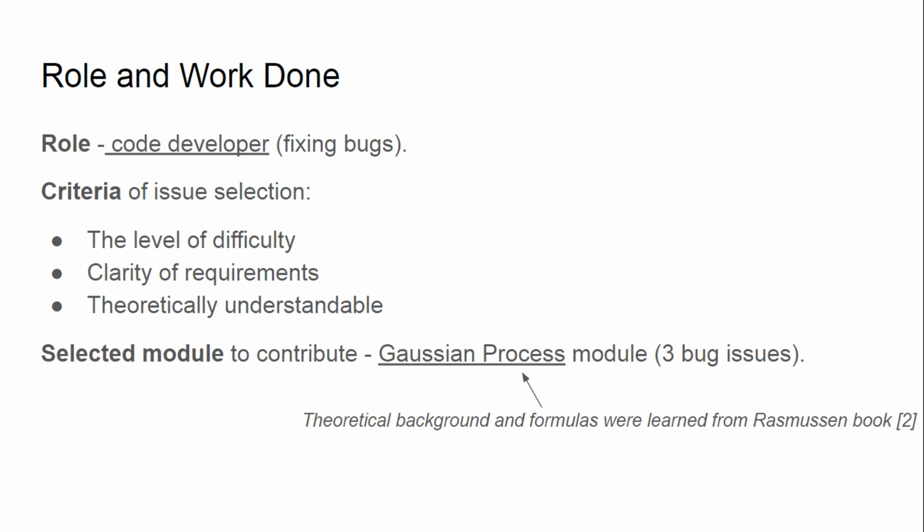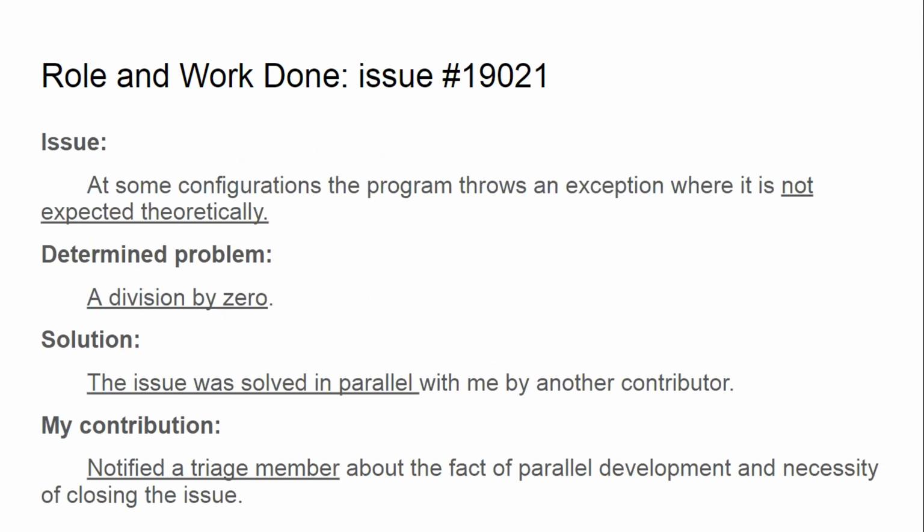So I selected one module to contribute. There were 3 bug issues and this module was named Gaussian process. And I considered this to be understandable because I tried to read some theoretical background about this from a book, and it was considered by me to be understandable. So the first issue that I was assigned to was the issue where some configurations made the program throw an exception where theoretically it should not do that.